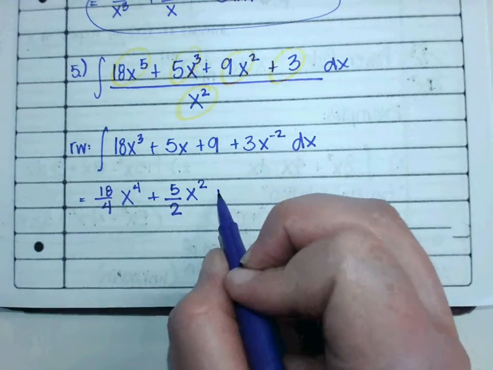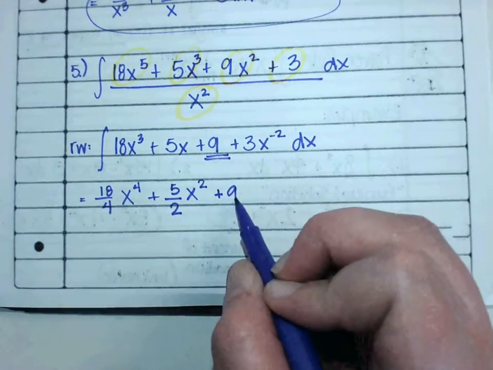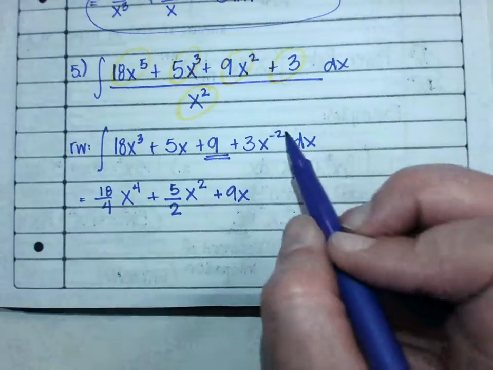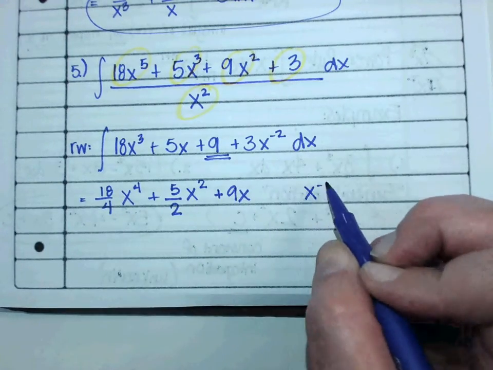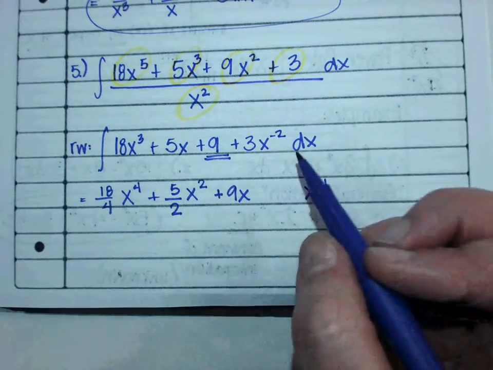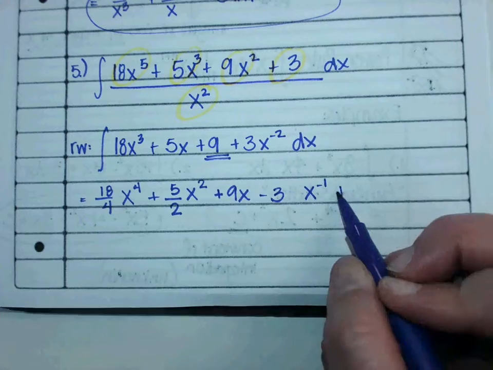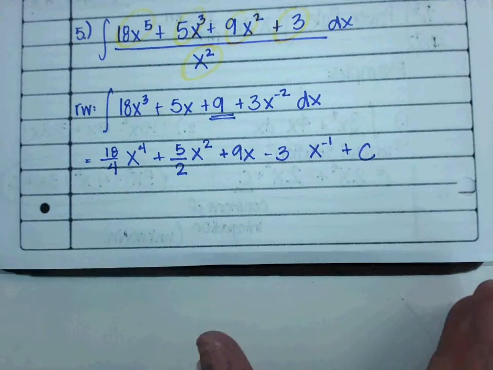Next term was a 9. What's the antiderivative of 9? 9x. You just give it an x back. And then for my last one, I add 1 to the negative 2. What's the new power? Negative 1. And then divide into 3. Minus 3 plus c. Now remember, if it's free response, that's good enough.